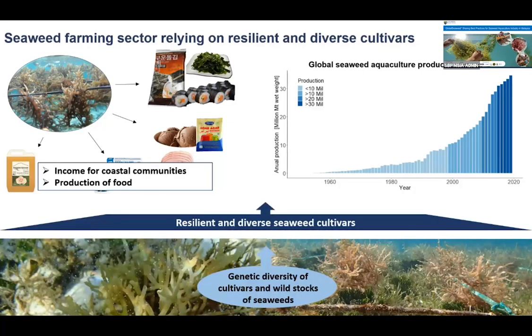The growth of the sector and the benefit from it rely on resilient and diverse cultivars and genetically diverse breeding populations. To develop and maintain these resilient cultivars, it's necessary to be able to tap from a pool of genetic diversity within cultivated and natural populations of these seaweeds. In this talk, I will explore the genetic diversity of the seaweed crops Kappaphycus and Eucheuma.